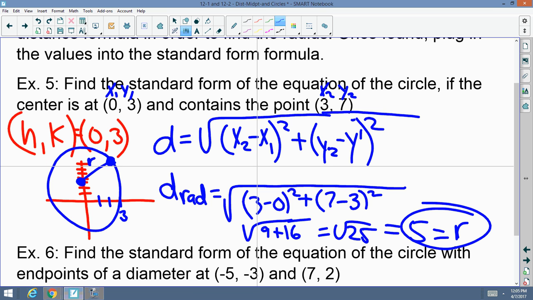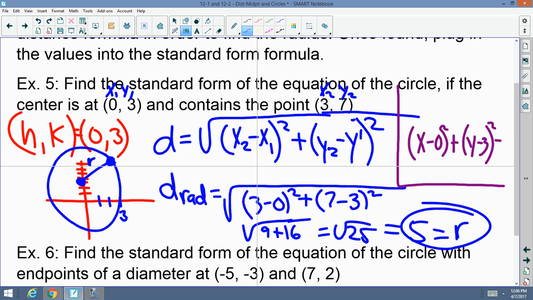So now, what's my function? My function is x minus 0 squared plus y minus 3 squared equals 25, which is r squared. Cleaned up, x squared plus y minus 3 squared equals 25. Talk to me, boys. Please, I'm here for you. Does it make sense?